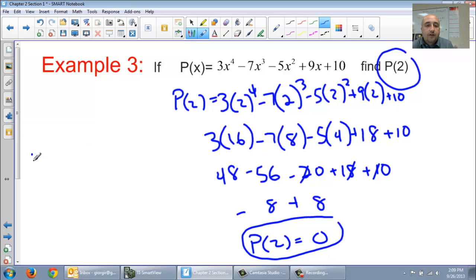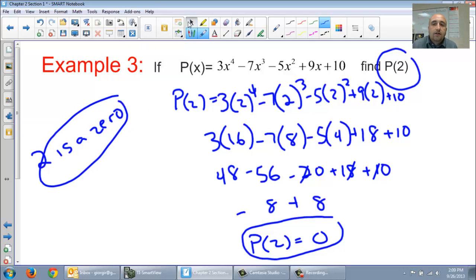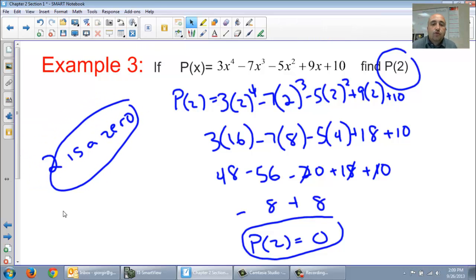Okay, so this means that P of 2 is 0. Hopefully that makes sense. Oops, that's a nice circle there. That's a beautiful circle. So 2 is a 0 because what's your answer? It was 0. Now, this is a long, drawn-out process. All of these numbers, all of these exponents, all these signs, you have to make sure you do them correctly.